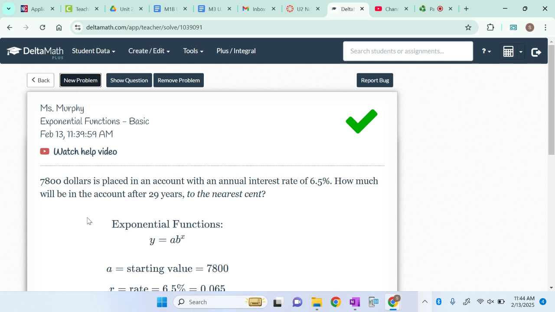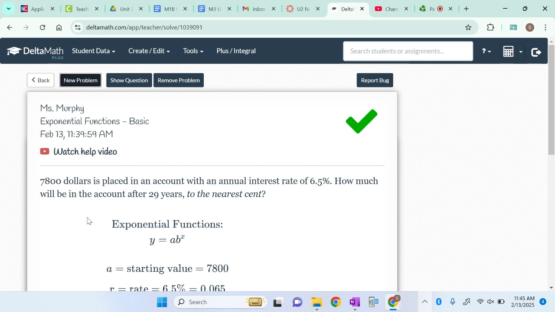So again, the basic ones are fairly straightforward because all you have to do is figure out if you're using growth or decay, set it up, and put it in your calculator to get an answer. Very straightforward. Any questions on this one?